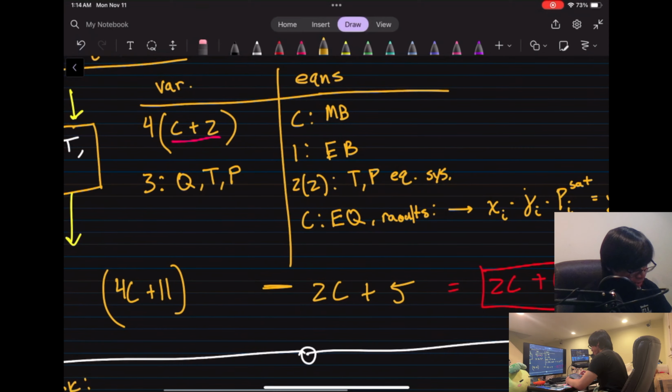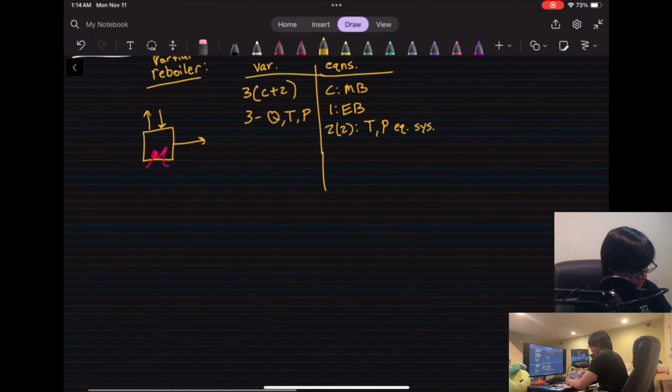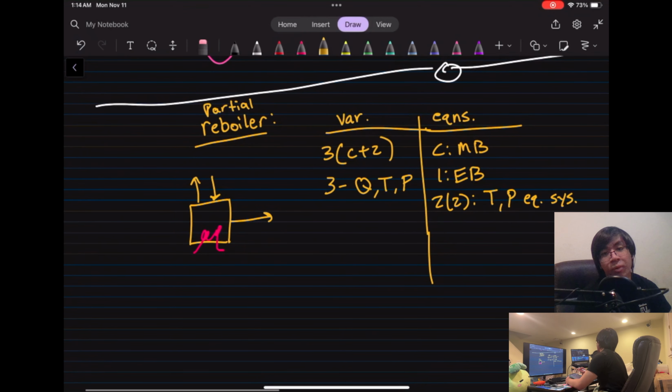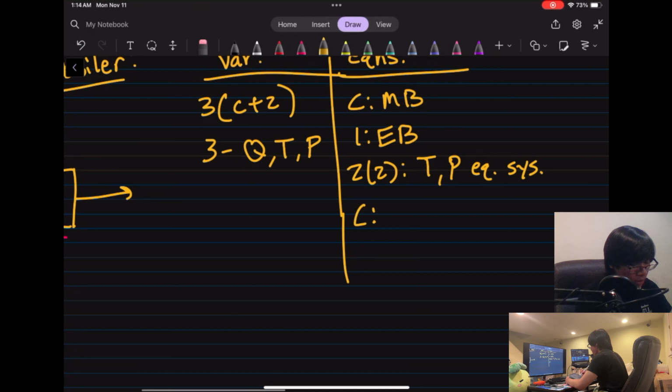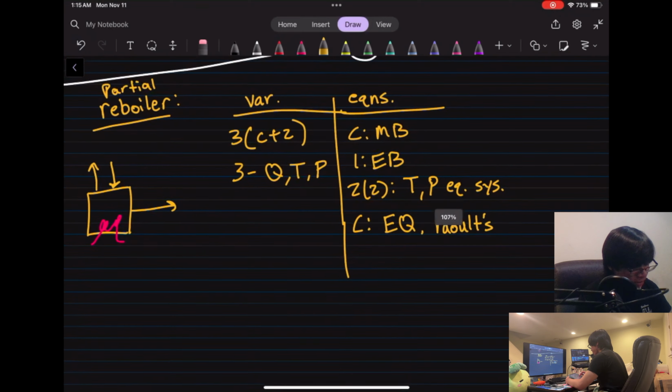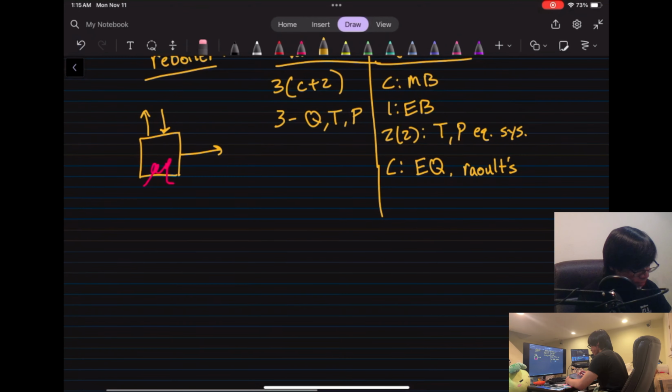So that's equilibrium, and the same thing goes for our reboiler this time because it's a partial reboiler. So there is actually vapor and liquid in equilibrium at our reboiler because it's a partial reboiler. It's not boiling up all the liquid coming down. It's only boiling up some of it. So we have a C for our equations, and this is like what I said earlier, equilibrium Raoult's. Again, you can write that Raoult's expression for every component going in. So I think this should be it.